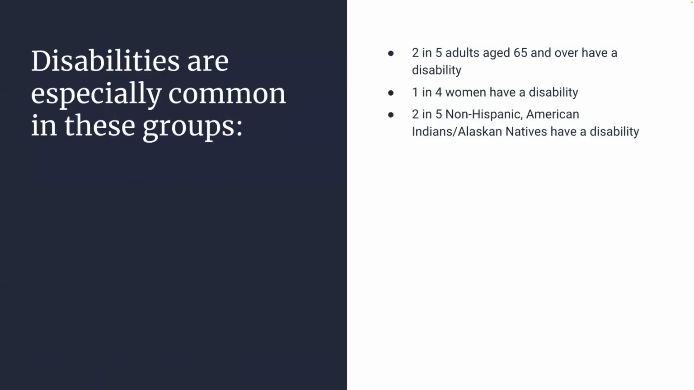Disabilities aren't uniformly distributed throughout populations. In fact, they're especially common in these groups. 2 in 5 adults aged 65 and over have a disability. 1 in 4 women have a disability. And 2 in 5 non-Hispanic American Indians/Alaskan Natives have a disability. If your library is serving any of these populations, it's worth keeping in mind that the prevalence of disabilities in your communities might be higher than you realize.